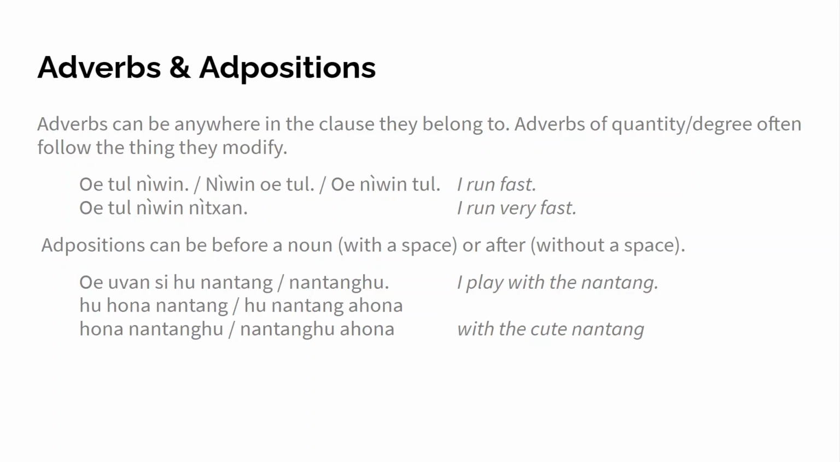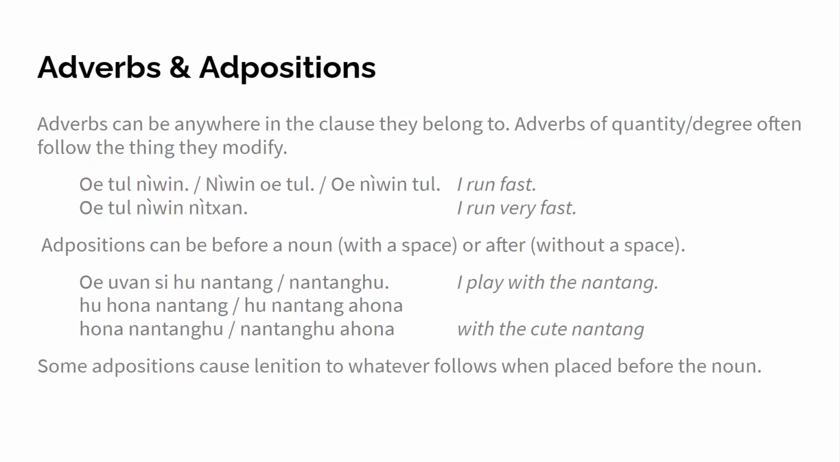Hu hona Nantang, so here the adjective, the hona, comes in between the adposition and the noun. Hu Nantang a hona, here they're just on 2 different sides. Hona Nantang hu, again on 2 different sides. Or Nantang hu a hona, so if both follow the noun, then we have first the adposition, then the adjective.